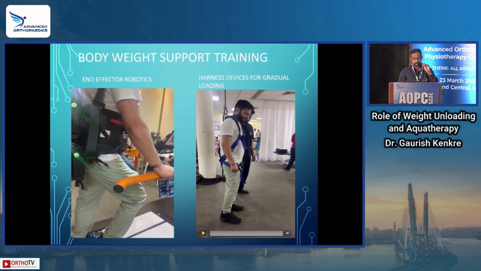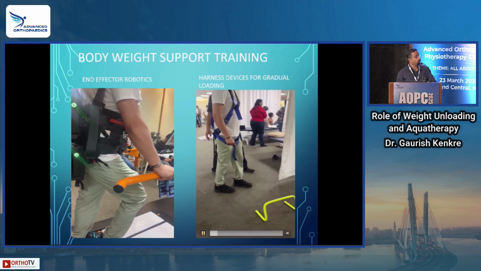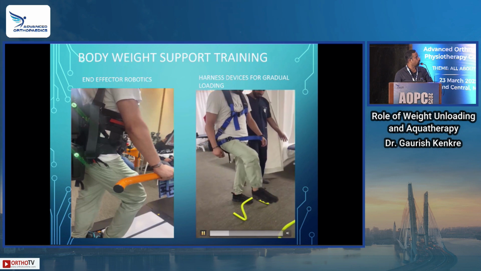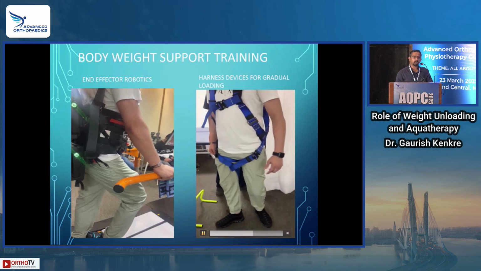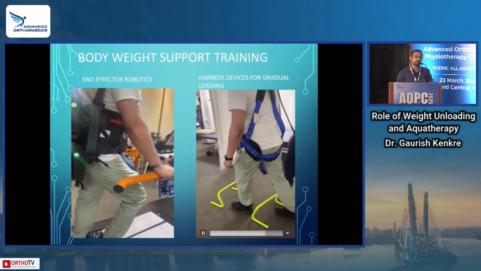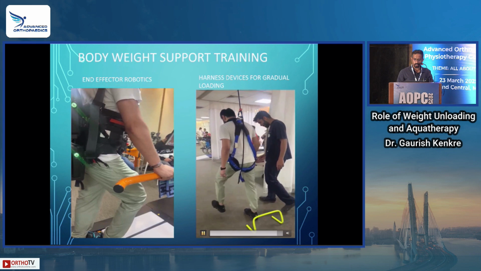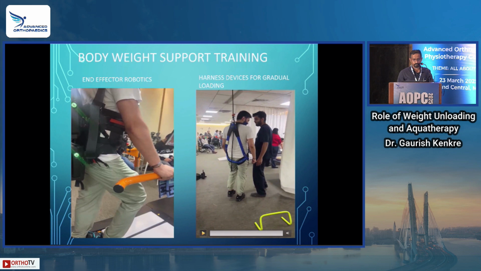Other harness training techniques would be body weight support. This is a harness, on-ground harness. There is also a body weight support harness. So this gives more confidence to the patient that they are not going to fall and they can put more load on the legs accordingly.